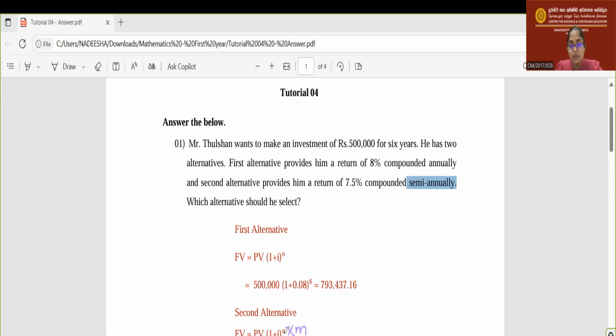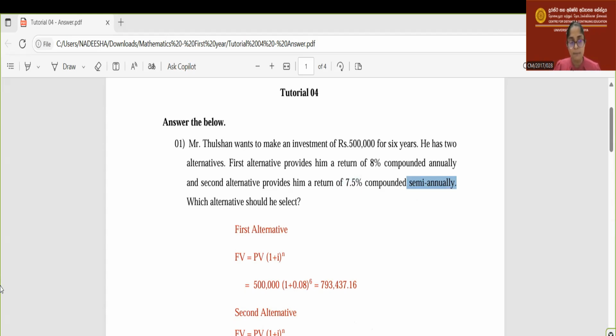Why? Because it's not annual, it's semi-annual. This interest rate has been given as an annual figure, so you have to convert it to semi-annual. Therefore, 0.075 you have to divide by 2. Why 2? Because for a year, semi-annual periods are 2. But for n multiplied by m, n is the number of years, which is 6. If there are 2 semi-annual periods for a year, how many for 6 years? 6 multiplied by 2, that means 12.